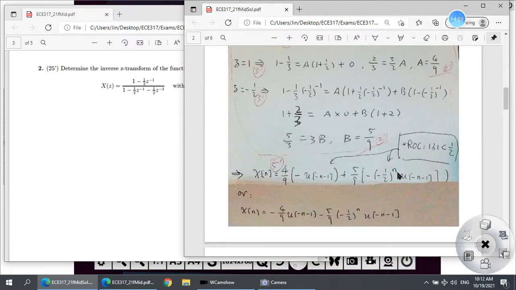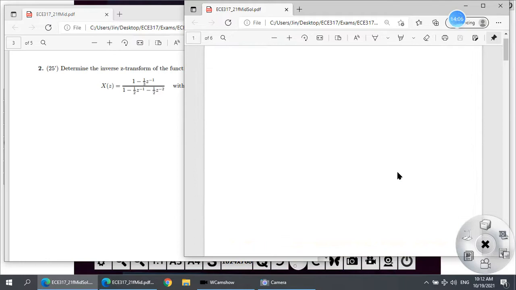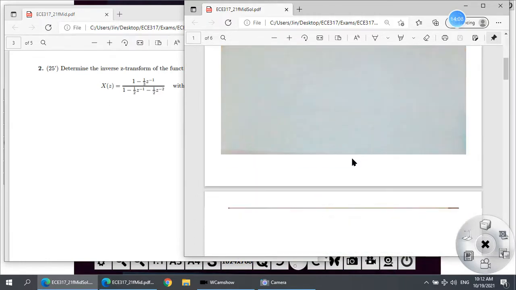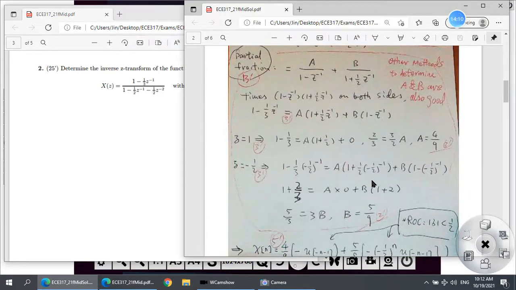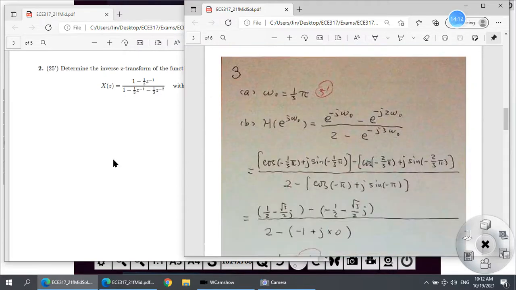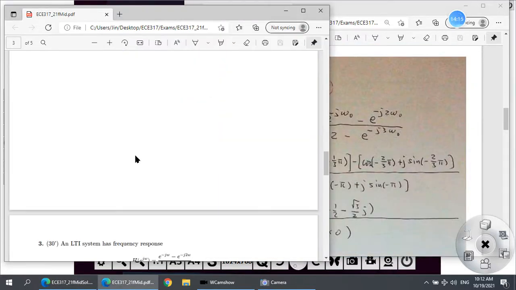Alright, that's it. So this is just the problem: try to find the inverse z transform. Okay. Then go to the third problem.